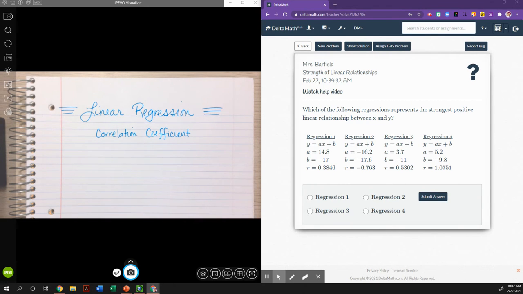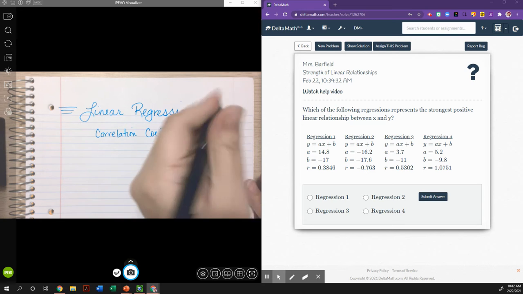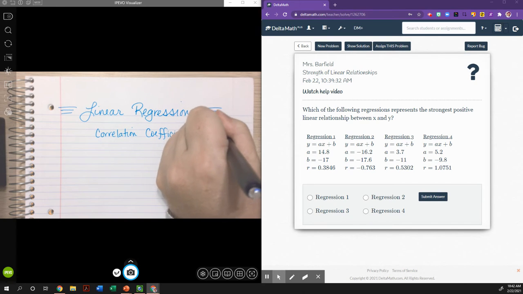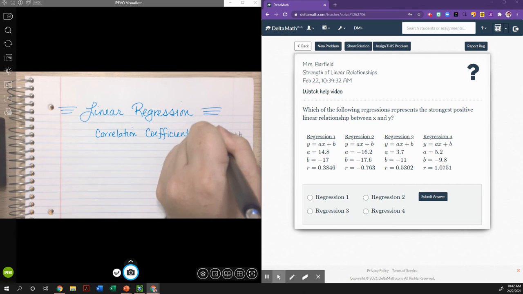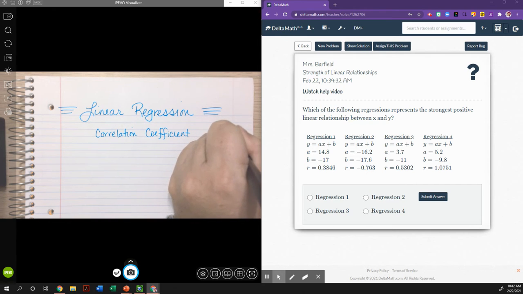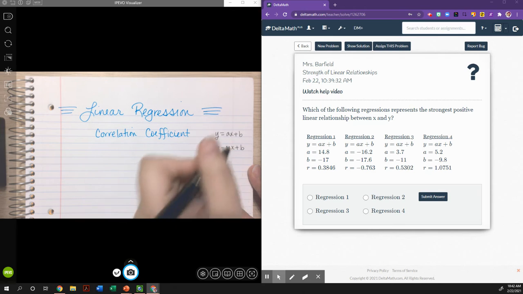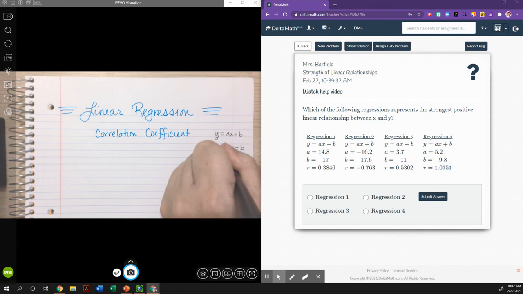It says, which of the following regressions represent the strongest positive linear relationship between x and y? We've got regression 1, 2, and 3. What you have here is y equals ax plus b. Let's take a note off to the side. Y equals ax plus b looks a lot like y equals mx plus b, which is slope-intercept form.